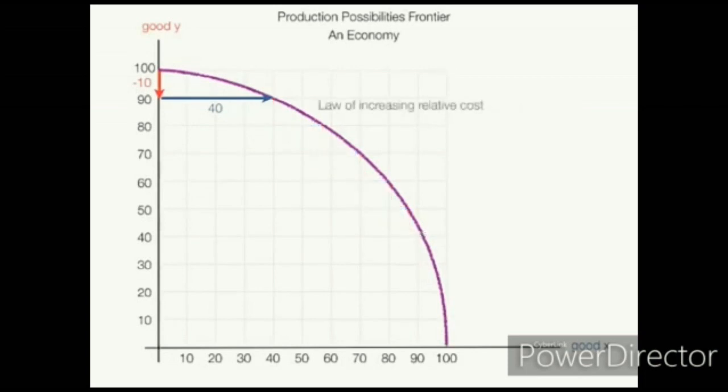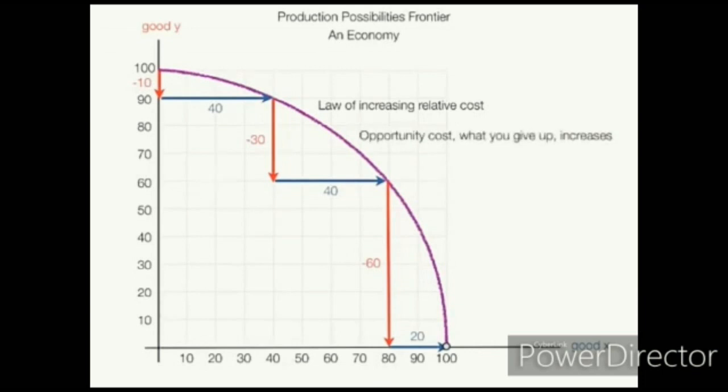Now let me explain this again a different way. At that level of production right there where the gray dot is, how much Y does the economy have to give up to move to this point? It has to give up 30 to get 40X. Now, if the economy gives up 60Y, it only gets 20X. The economy has to give up more and more Y to get the same X. Opportunity cost, or what you give up, increases. You have to give up more Y to get the same X.